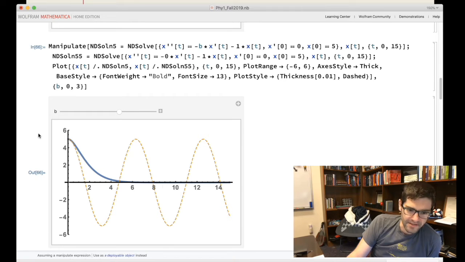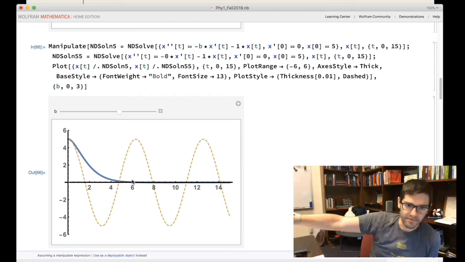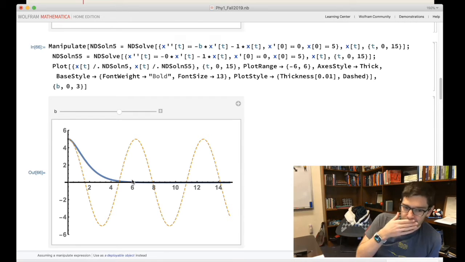There never is a full oscillation. It just quickly damps down to zero, and you are immediately brought to rest. This is called critical damping.